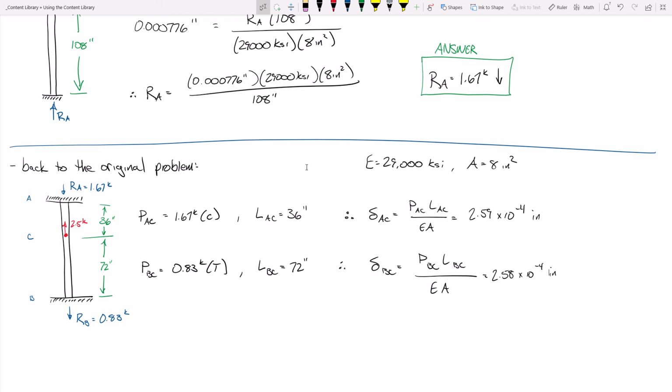What this is saying is that the reactions that we have computed, here's my point. This part of the bar is going to compress. It's going to get shorter. But this part of the bar is going to get longer. But the amount of deformation that we get in this bar has got to equal the amount of deformation that we get in this bar, because the deformation here has to be consistent.